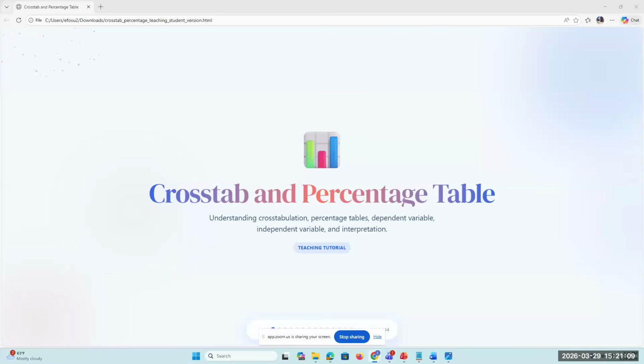Can you see the slides? Yeah. Okay, thank you. At any point in time, as I said, if you have any question, kindly let me know. So today's lesson is focusing on crosstab and percentage table.